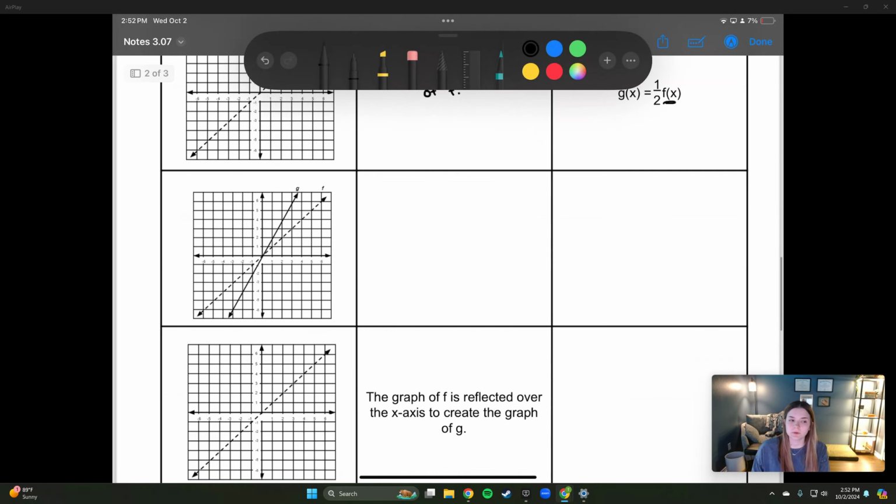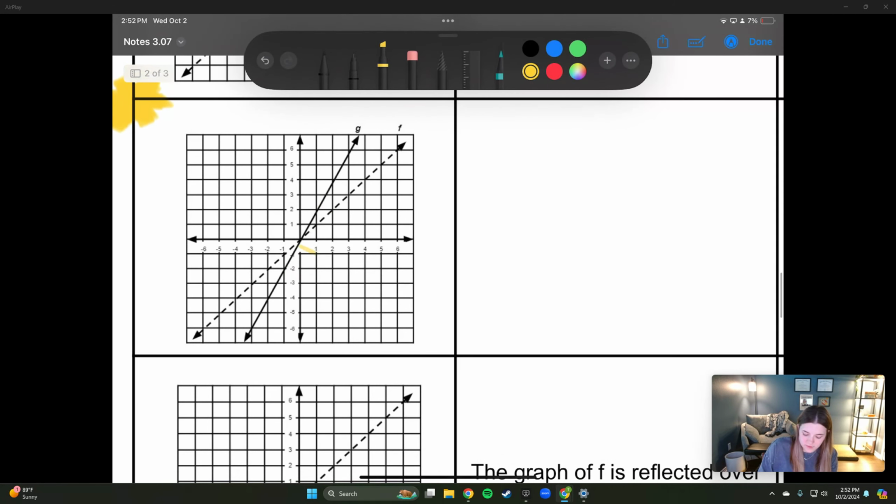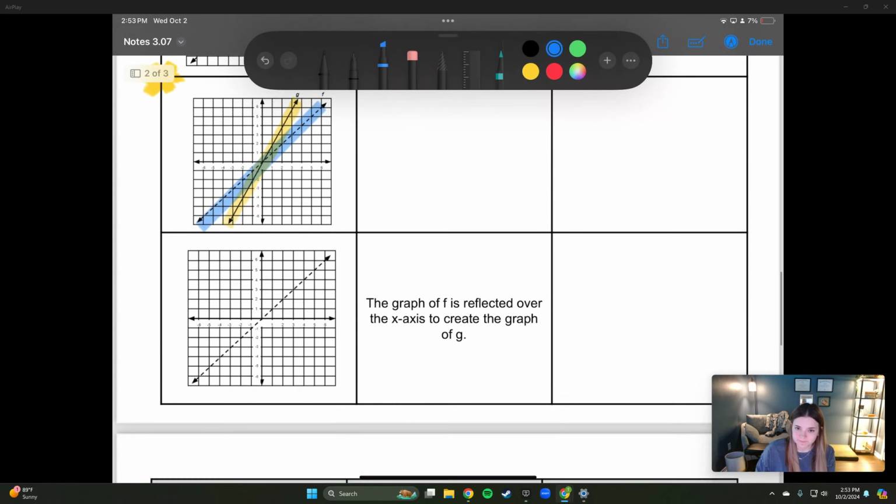Alright, now this one's a little bit trickier because now it wants you to rely completely on the graph. So you are going to try this one on your own, and I want to see if you can solve that, paying attention to the difference between the two. Remember, g is going to be your new one, the one you created, and f is going to be your original. So you're going to tell me what happened on the slope from f to g.